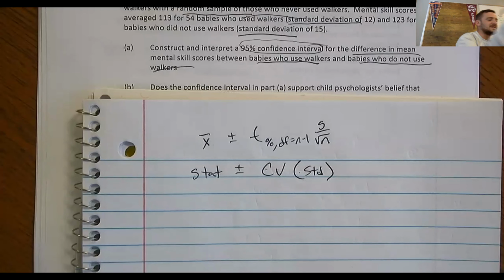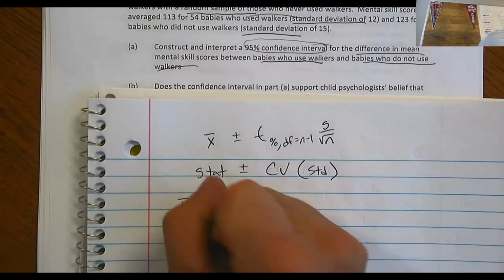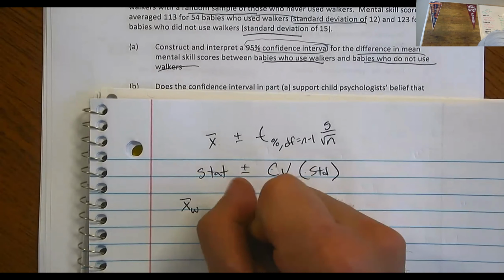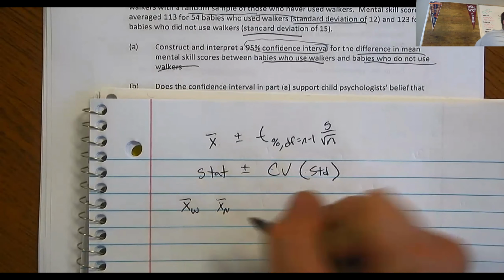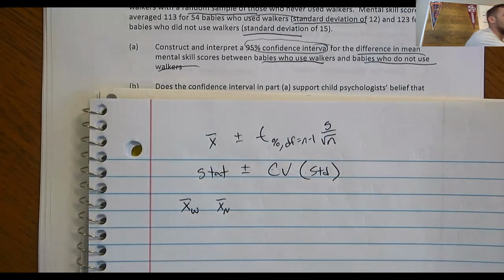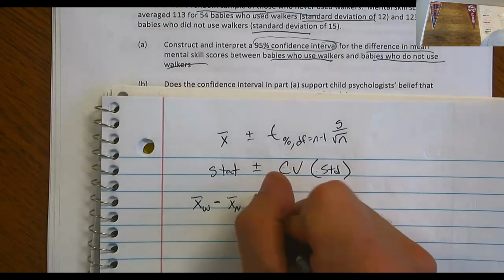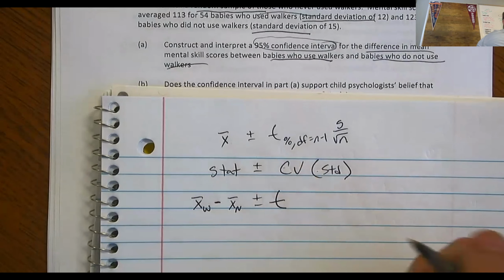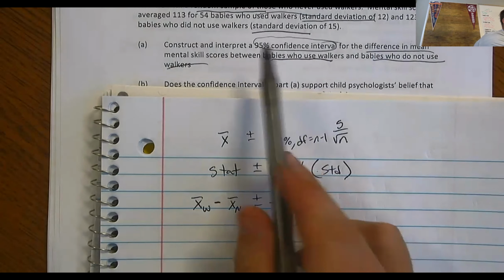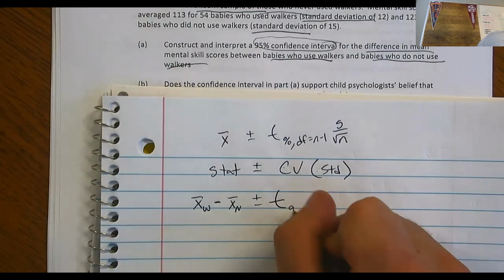All right. So hopefully you guys took a look at it and maybe you got an idea exactly of what it is that I'm expecting of you guys. So since we're doing two sample problems, we're going to have a sample mean for our walker babies. We're going to have a sample mean for our non-walker babies. And remember, it is the difference between them that we are trying to find. All right. Then we're using t-scores. According to this problem, we want to have 95% confidence.